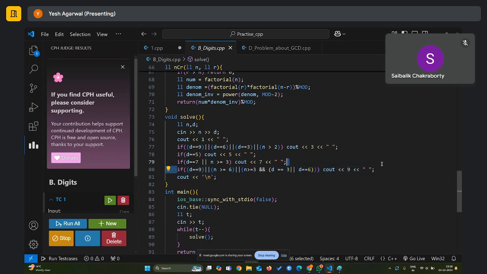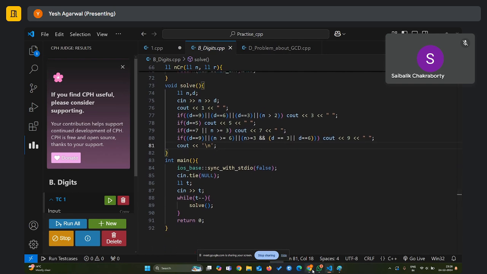And for 9, either D should be equal to 9 or n should be greater than or equal to 6, or n should be greater than or equal to 3, but only for D equal to 3 or 6. So this is the implementation. It's a very simple implementation.